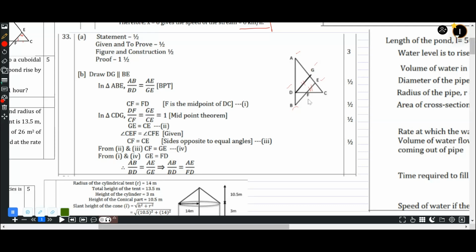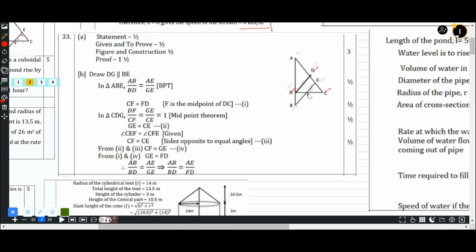In triangle CDG, now look at the triangle CDG. In triangle CDG and triangle CFE, F is the midpoint of DC, and you will apply the midpoint theorem. And FE is parallel to DG, because we have drawn this parallel line. So we are comparing triangle CDG and triangle CFE.